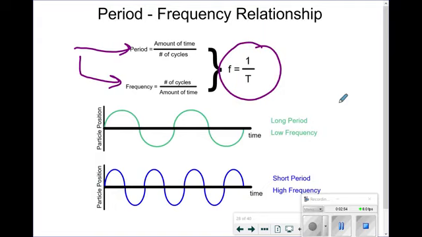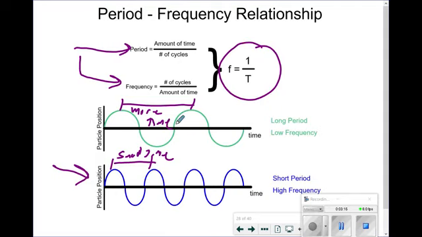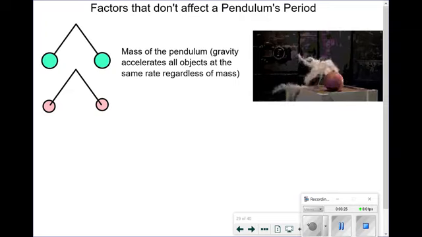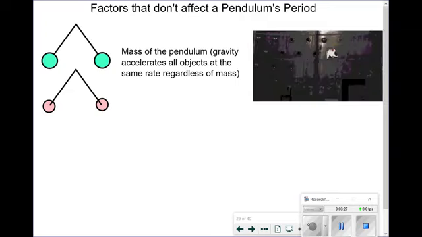And again, that means if I have a high frequency, something's happening a lot very frequently, then they have a very short period, a very small amount of time to make that happen. However, if I have more time to let something happen, then it happens less frequently, so the frequency is lower.